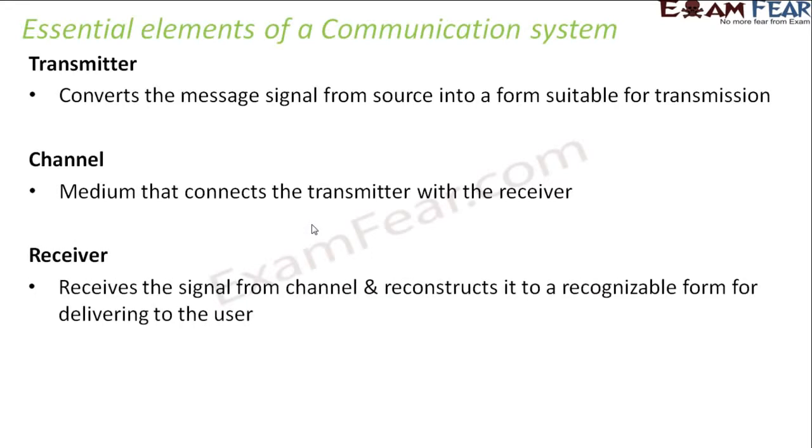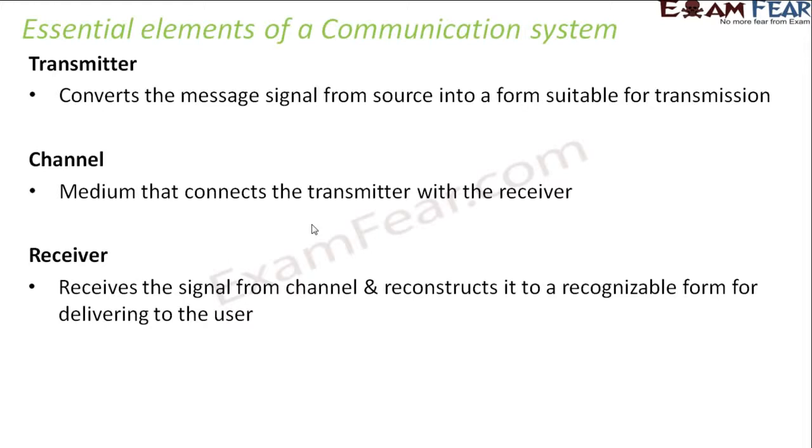And the last one, the receiver, which receives the signal from the channel and reconstructs it to a recognizable form for delivering to the user. So, as I said, when the transmitter actually transmits it, what does it do? It takes that letter, puts a lot of stamps, and marks it depending upon the address where it is going to get delivered. Now, when it travels the entire distance and reaches the post office of Bangalore, what happens there? In the Bangalore post office, that letter is retrieved. They will receive letters in a bunch. There will be a box which has arrived from Delhi, and that box will contain all the letters.